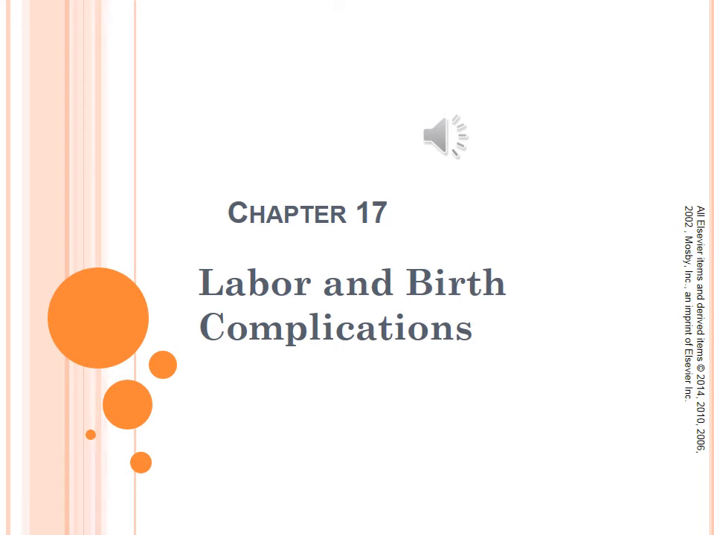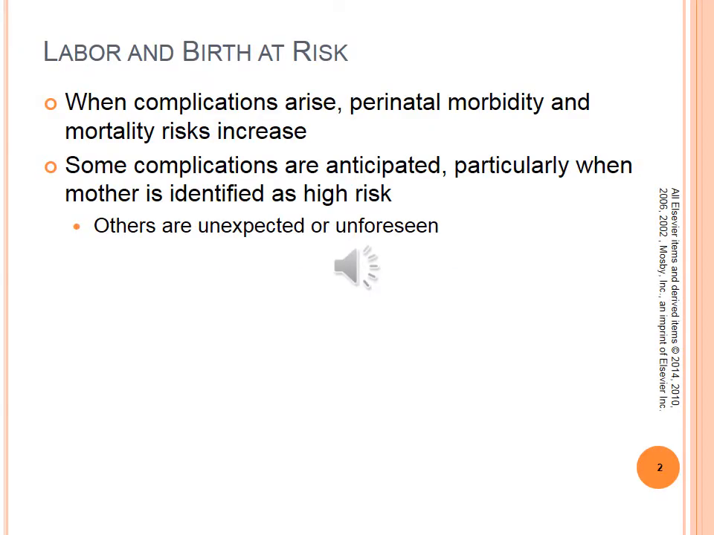This is Chapter 17, Labor and Birth Complications. When complications arise, the perinatal morbidity and mortality risk increase. Some complications are anticipated, particularly when the mother is identified as high risk. Others are unexpected or unforeseen. It is crucial for our nurses to understand the normal birth process, prevent and detect deviations from normal birth and labor, and implement nursing measures if complications arise.